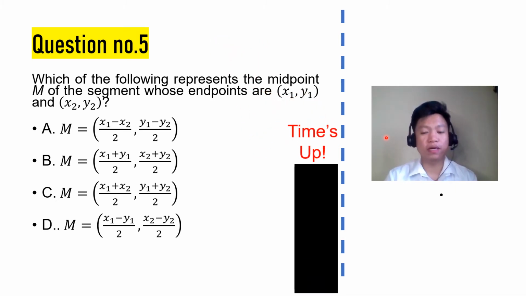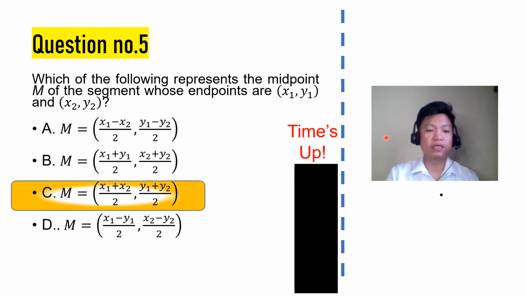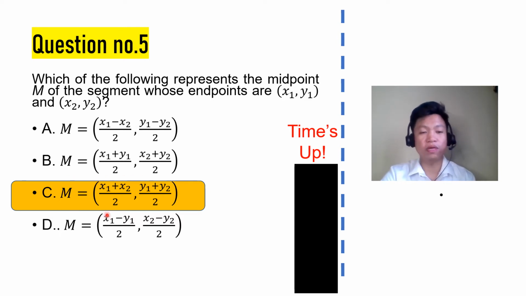Okay, time's up. The correct answer is, yes, letter C. So, kung kukunin ang coordinates ng isang midpoint, ito yung magiging formula ninyo or magiging guide ninyo. Midpoint is equal to the sum of the x coordinates, that's x sub 1 plus x sub 2 divided by 2. So, just get the average. And then, for the y coordinates, you just get the sum of the y values, so y sub 1 plus y sub 2 divided by 2. That's how we get the coordinates of the midpoint between 2 points.